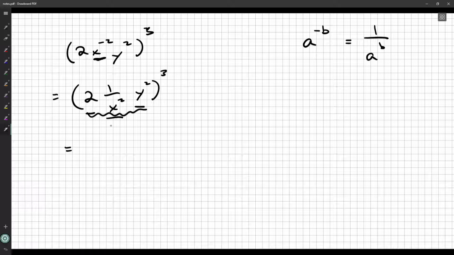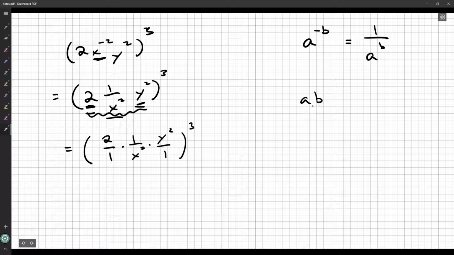I notice 1 over x squared is a fraction. It's being multiplied by 2 and multiplied by y squared. Well, so what could we do? Any integer, like 2, can be rewritten as a fraction, 2 divided by 1, because dividing by 1, just like multiplying by 1, does not change the number. And we can do the same thing for the y squared. We can write it as y squared over 1. Now I have a bunch of fractions being multiplied together.